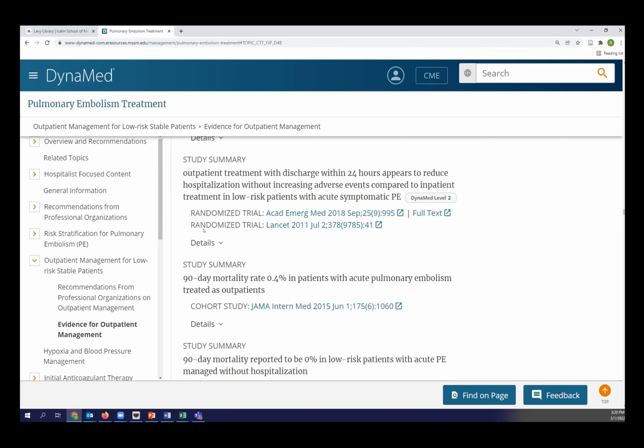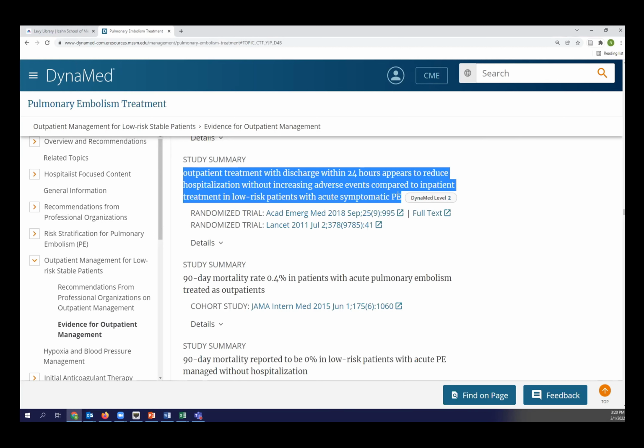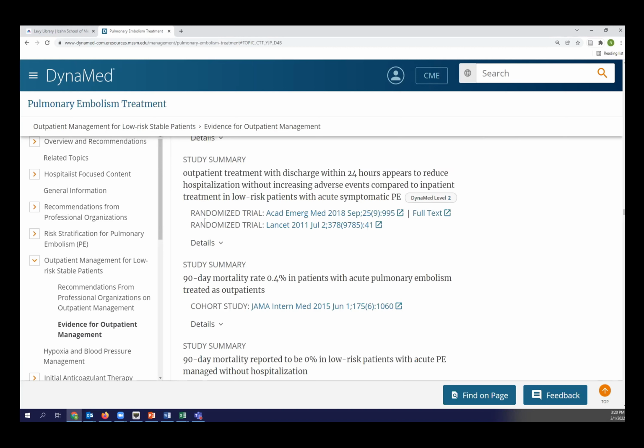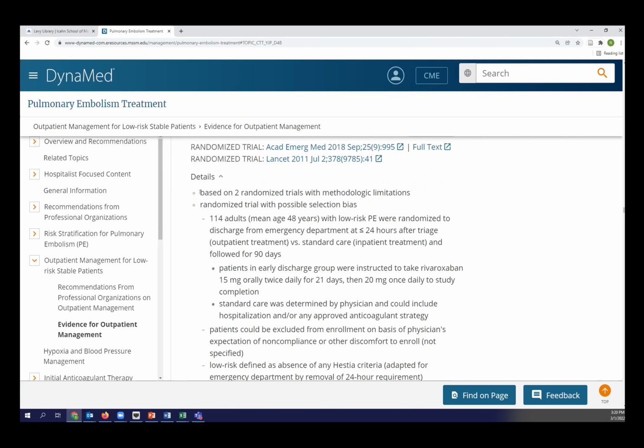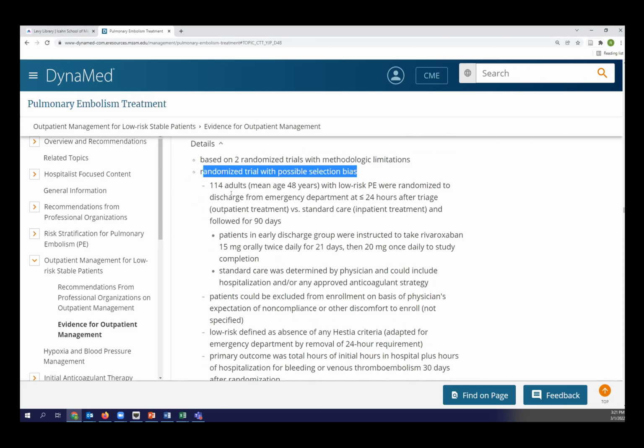And so now we can dig in a little bit more to the information that Dynamed is providing. So we see, here's our study summary, which again, I like to call the headline. And this headline is supported by 2 randomized trials. So we know what types of studies are available to answer the question. And if we drop down the details, we're going to find out that these are 2 RCTs that have methodological limitations. And then we're going to get more information on each of these trials.